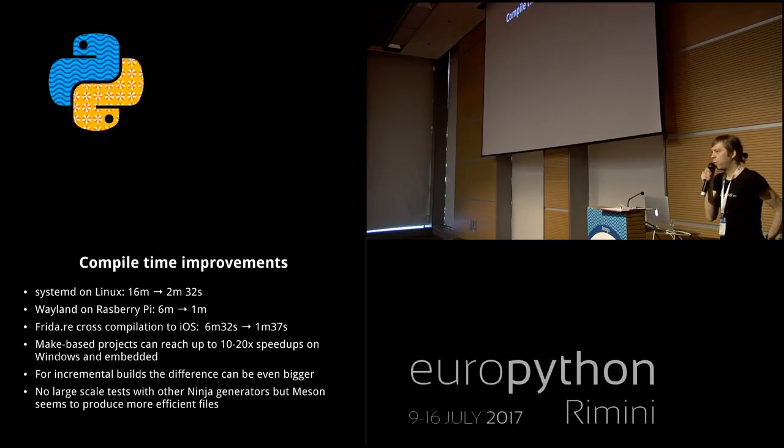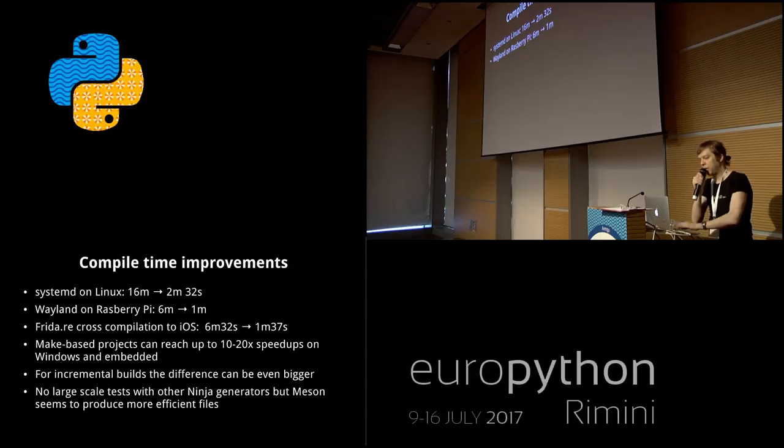And one of the main reasons why people are switching to Meson is that you get some fairly hefty compile time improvements. So as an example, systemd on Linux went from 16 minutes to compile to 2 minutes and 32 seconds. And if that seems weird to you, it seems weird to me. I went through these slides like 4 times, and every single time I saw this one, it's like, that can't be right. I have to re-verify that. And every single time, it's still 2 minutes and 32 seconds. And so it's fairly heavy difference.